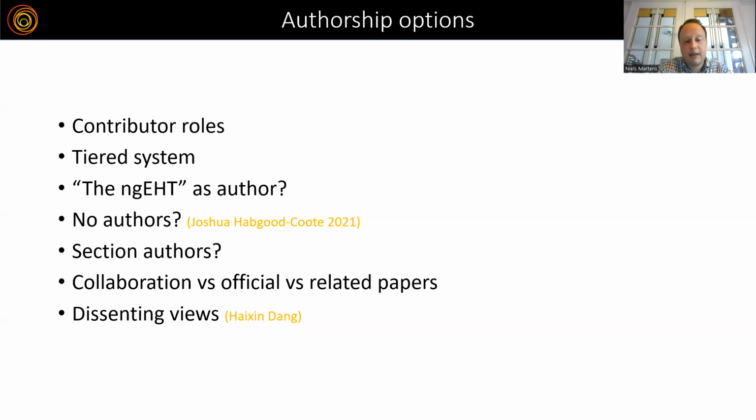A fifth option one could consider is, besides the author byline at the top, to also have section authors. This is what the IPCC does. And so for every section, you also have a smaller list of authors for the people who worked on that section. And you can maybe also be a main author on a section. So you can mention on your CV, like, oh, yes, I'm somewhere in the long list at the top, but I'm also the main author of section 4.